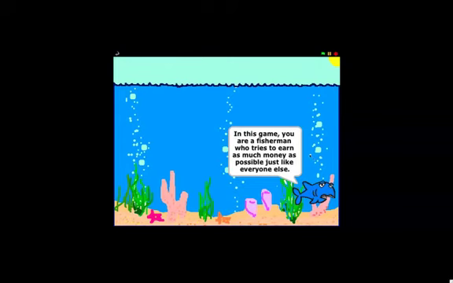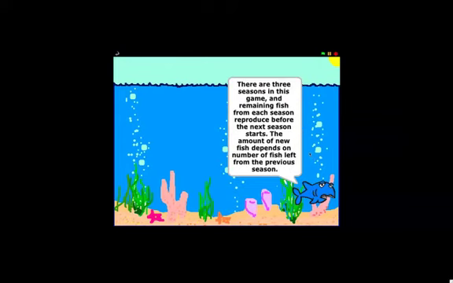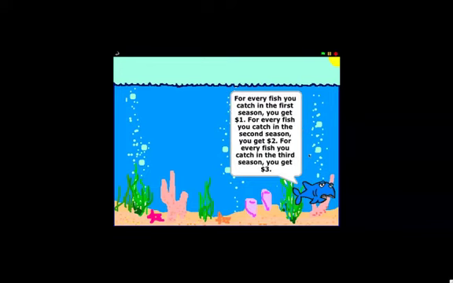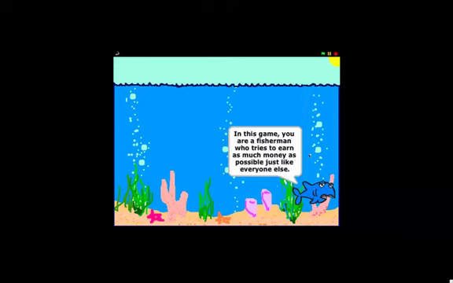The way this game works is that fish pop up on the screen and swim around, and you get money for clicking on the fish, and they reproduce. There's 3 different seasons. They reproduce in the next season based on how many fish were left in the previous season, and the dollar value you get for each fish you catch increases as you move to the next season. So you get $1 for fish caught in the first season, $2 for fish caught in the second season, and $3 for fish caught in the third season.